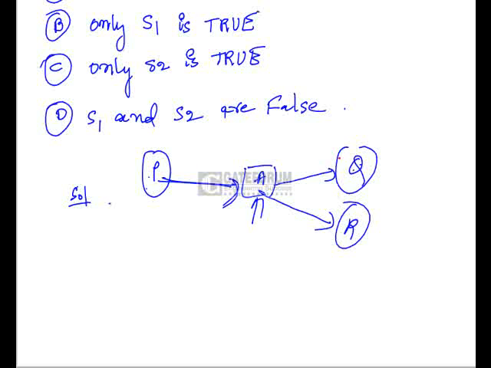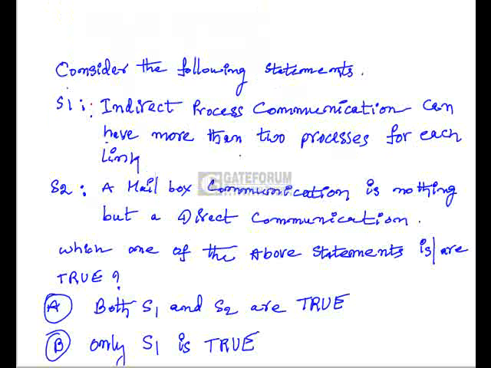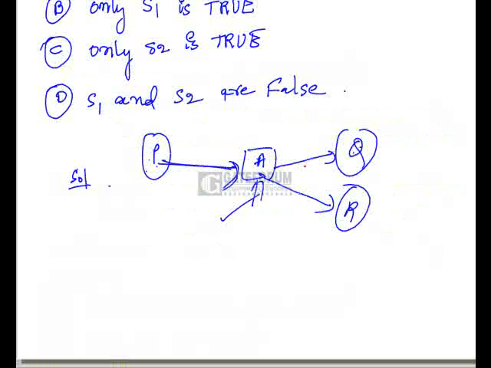It is possible because if P uses the same link to communicate with R also, that means P can send a message to A and R will receive a message from A. That means out of this link A, the link is established if they have shared mailbox. So P and Q are communicated via the shared mailbox A, that is one link, and P and R is also communicated via the same link, but the number of processes are 3. So statement S1 is true. S2, a mailbox communication is nothing but a direct communication. It is wrong. Just now we have seen that a mailbox communication is an indirect communication. It is not a direct communication. Only S1 is true. Option B is the right option here.